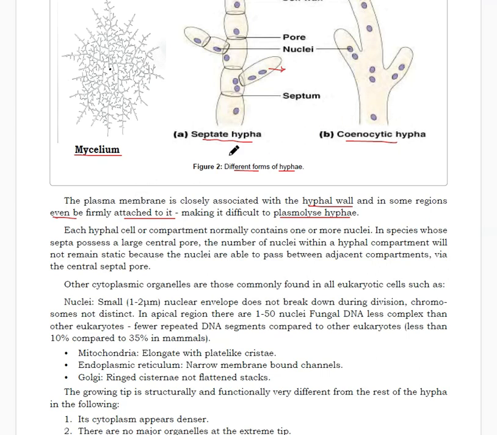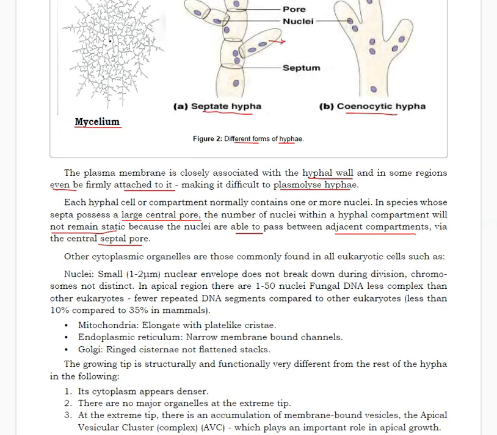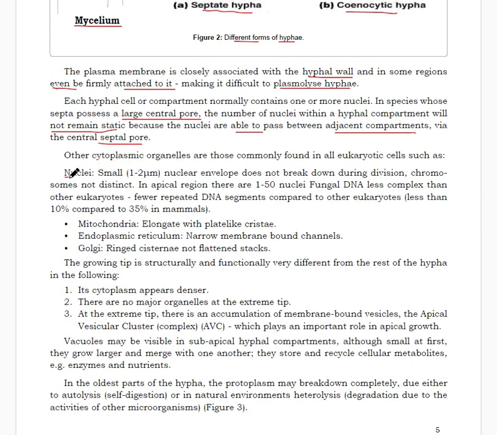Again, as said earlier, there can be one or more nuclei, and the septa possess a large central pore in some species. The number of nuclei within a hyphal compartment will not remain static, because the nuclei are able to pass between adjacent compartments via the pore. So if a pore is present in the hyphae, the nuclei will not remain in one position; they will move to another position. Other cytoplasmic organelles are found, and the description is kind of similar to other eukaryotes.